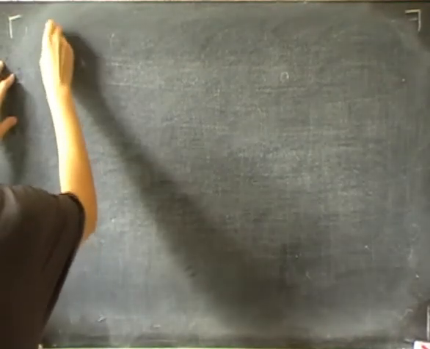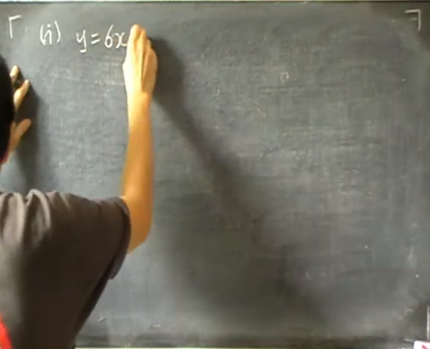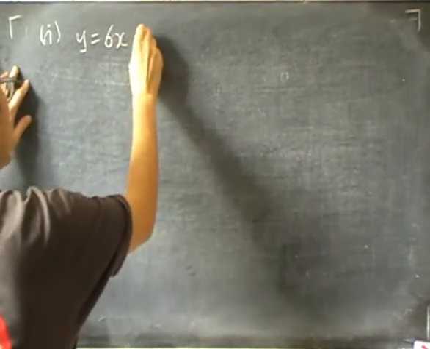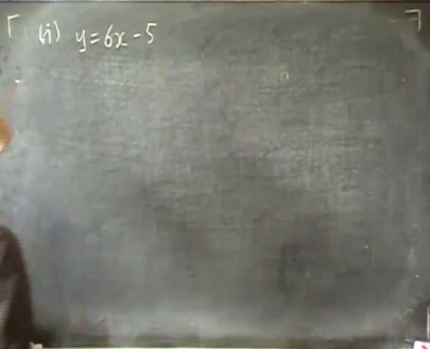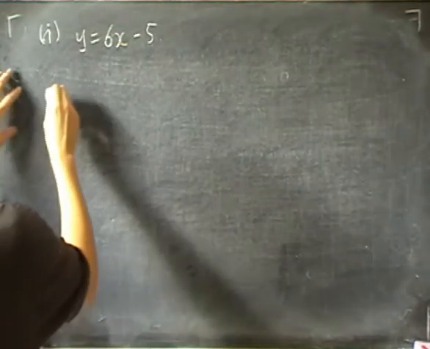Right, there are another 2 parts to this question. So let me write down our result for the first part, which is y is equal to 6x minus 5. So we can use it later. Now part 2.